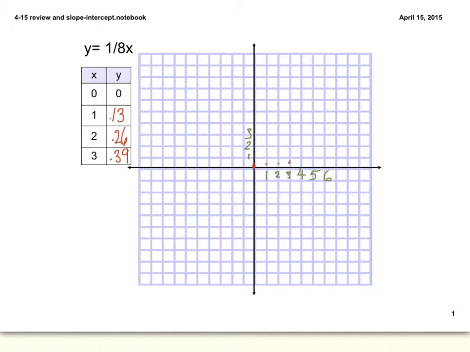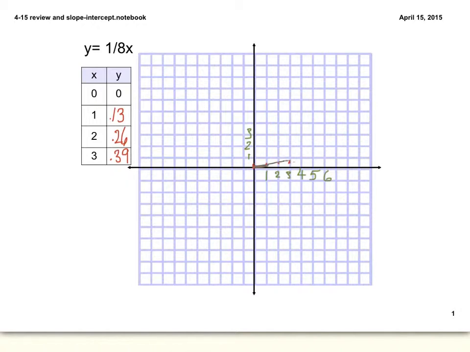Okay, so last step here is to just connect my dots. Please do not forget, last step, connect your dots. Dots are your friends, and so are your lines.